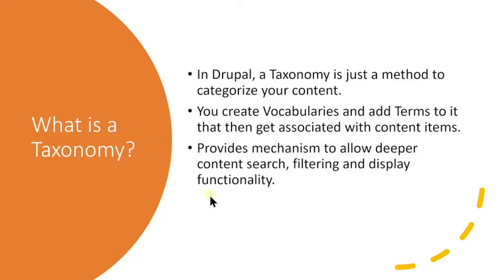What is a taxonomy? In Drupal, a taxonomy is just a method to categorize your content. So, a taxonomy is a category. You create vocabularies in Drupal and add terms to those vocabularies that get associated with content items. This provides a mechanism to allow deeper content search, filtering, and display functionality. For instance, you can add a tag to your content items, and then you can search by those tags to pull up a listing of all the content that is associated to a particular tag or term.